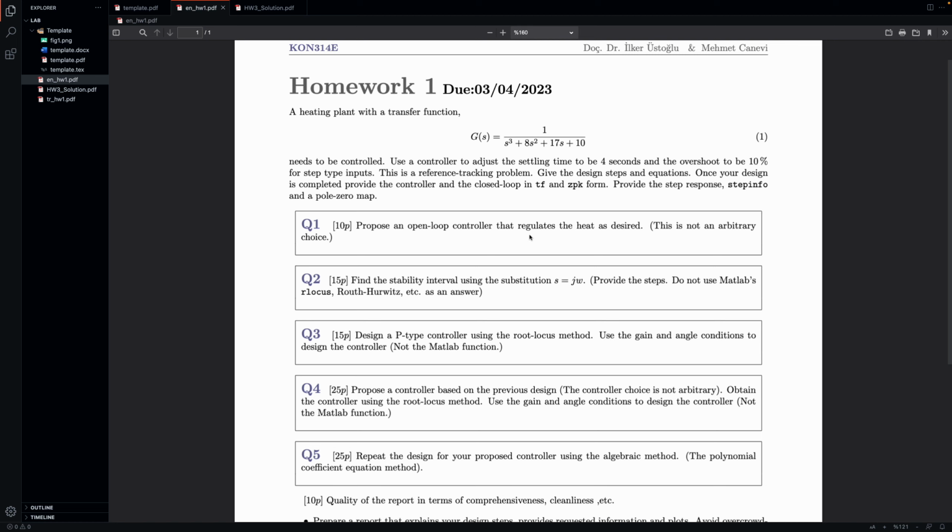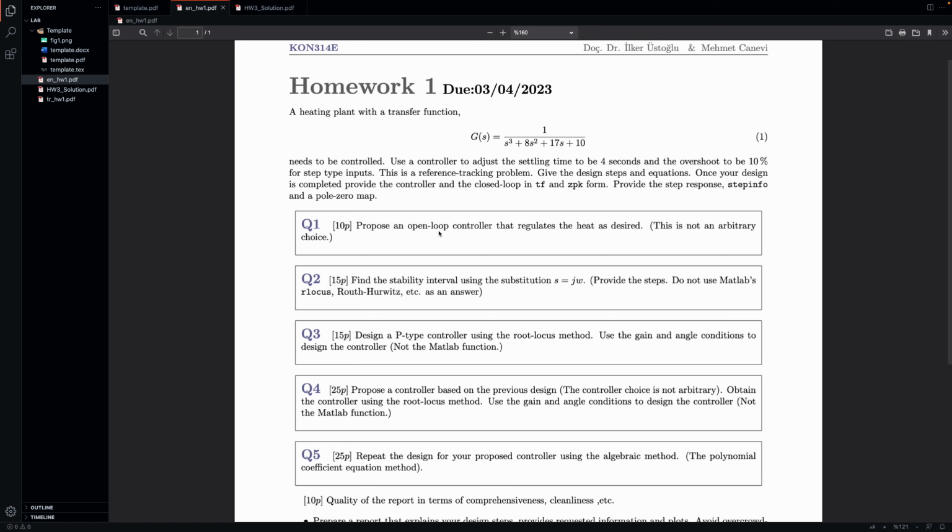So we have Q1, question 1, where we propose a controller, which is an open loop control strategy. And we should regulate the heat as desired. Now here this as desired portion plays an important role because, well, in your lecture notes or in the laboratory itself, we've talked about open loop control. We've touched base on that. Not maybe in depth, but we've talked about it.